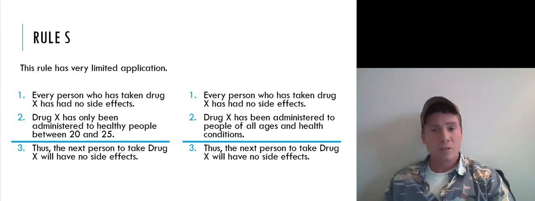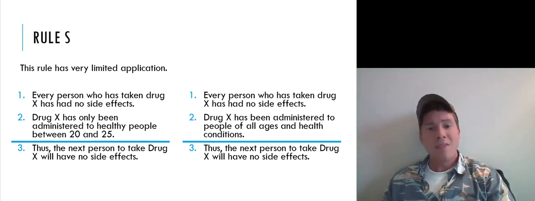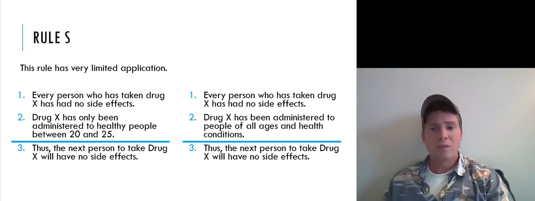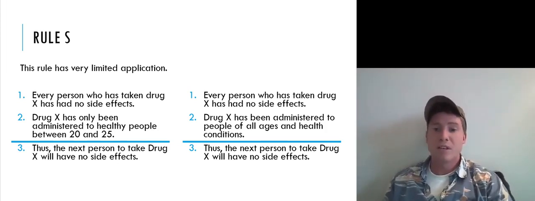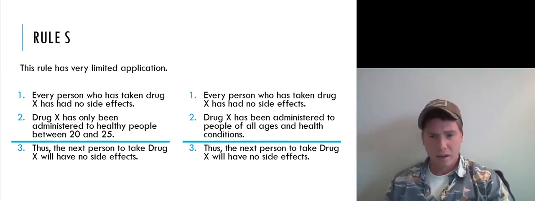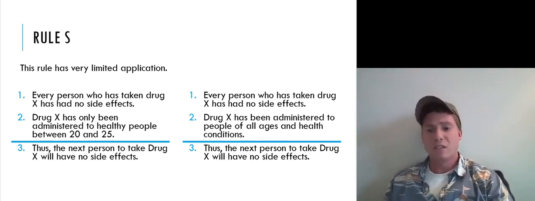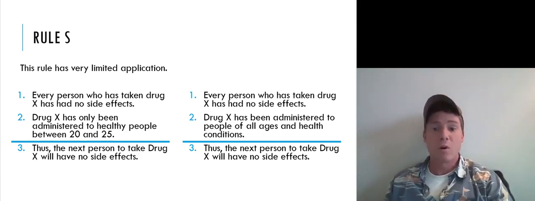But you might worry, maybe the next person to take drug X is going to be an older person or someone outside the age range of 20-25 or someone who's not super healthy. And then we don't have as much good data supporting the claim that they won't have some sort of bad side effect. Contrast that with the argument: every person who has taken drug X has had no side effects. Drug X has been administered to people of all ages and health conditions. Therefore, the next person to take drug X will have no side effects. Intuitively, this is a much stronger inductive argument because the quality of the data referenced in premise 2 is much better than in the first argument.